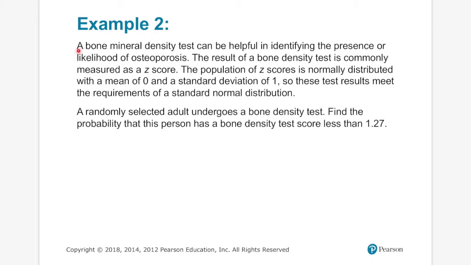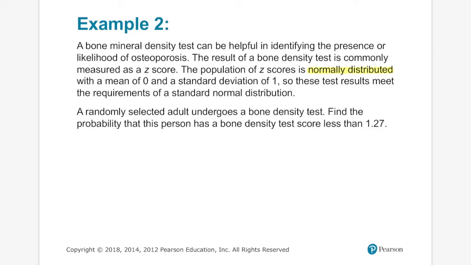Example 2. A bone mineral density test can be helpful in identifying the presence or likelihood of osteoporosis. The result of a bone density test is commonly measured as a z-score. The population of the z-score is normally distributed with mean of 0 and standard deviation of 1. So these test results meet the requirement of a standard normal distribution. A randomly selected adult undergoes a bone density test. Find the probability that this person has a bone density test less than 1.27.